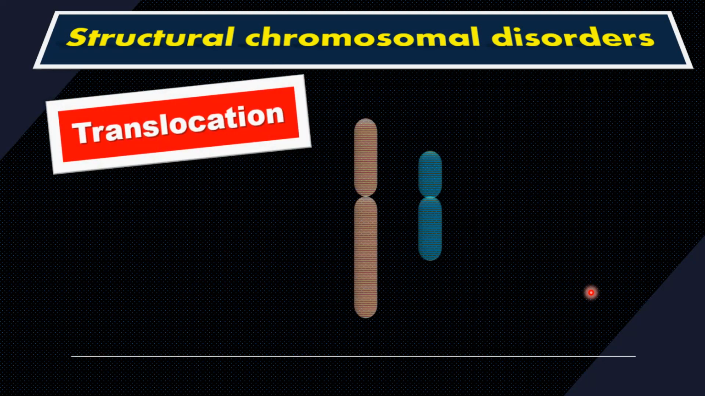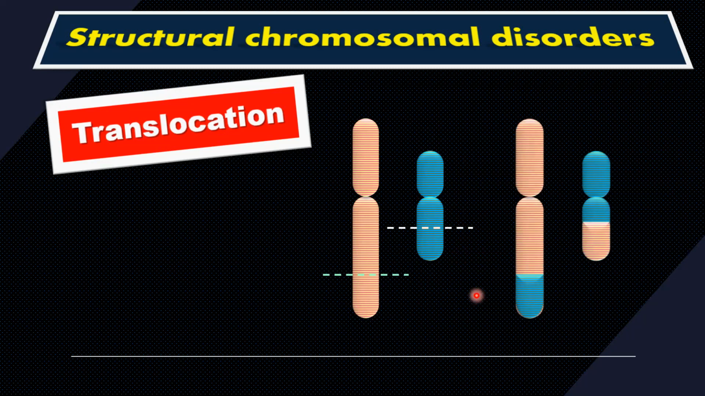Translocation. Here you can see two chromosomes. Now imagine this region of this chromosome is transferred to this region of the blue chromosome here, and this portion is switched to this chromosome. This is what is referred to as translocation. So it would look like this. This portion is from this chromosome, and this portion is from this chromosome.